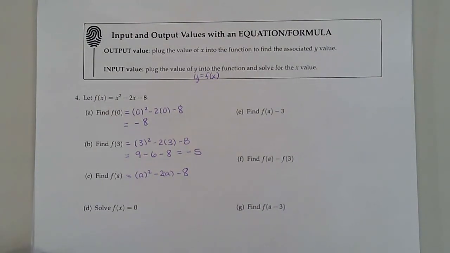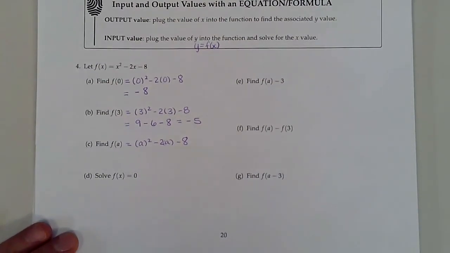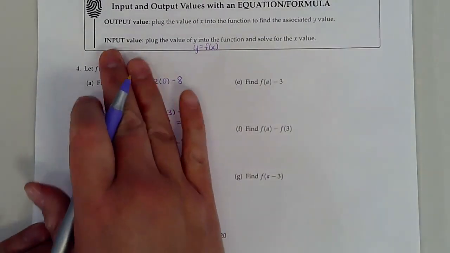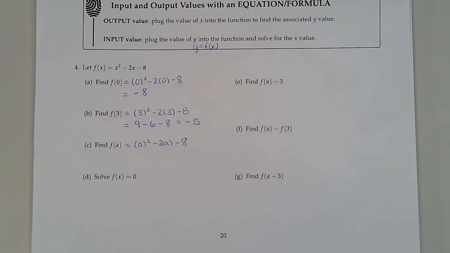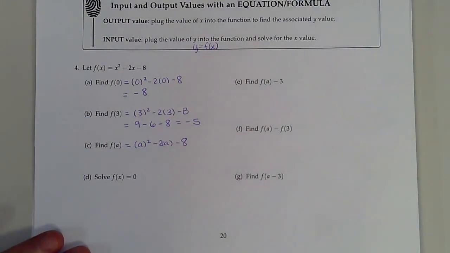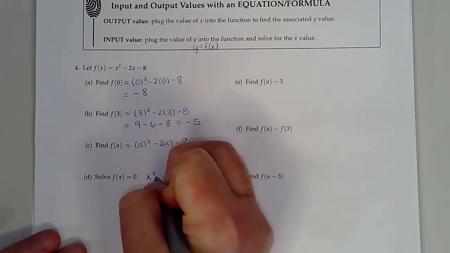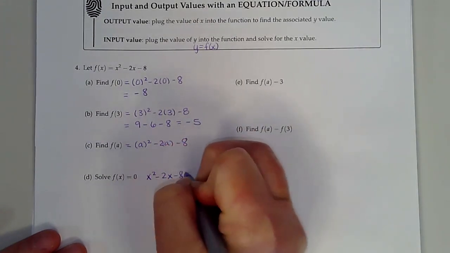Letter D, solve f of x is equal to 0. So here they've given us a value for y, and they're asking us for that input value. This isn't a linear function, it is quadratic, and in chapter 3 we'll look at quadratics quite a bit more, but let's do a quick refresher on how to solve that, and then just know in chapter 3 we'll go into it in a little more depth. So f of x equal to 0 means we're looking at x squared minus 2x minus 8 equal to 0.